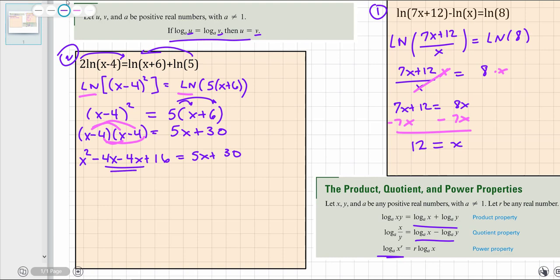So I'm going to collect like terms. So I have x squared minus 8x plus 16. I'm going to go ahead and subtract the 5x and the 30 because I want to set this up as a quadratic to solve. All right, you can pause me if I'm getting a little crazy now. And so from here, if I collect like terms, those look alike, those look alike. So I have x squared minus 13x minus 14 equals 0.